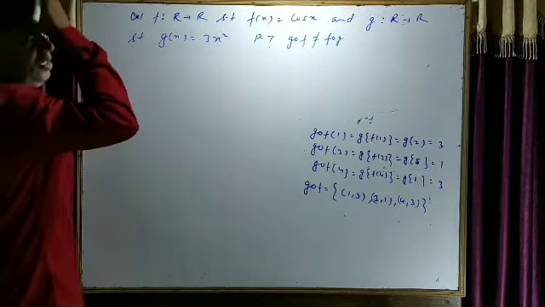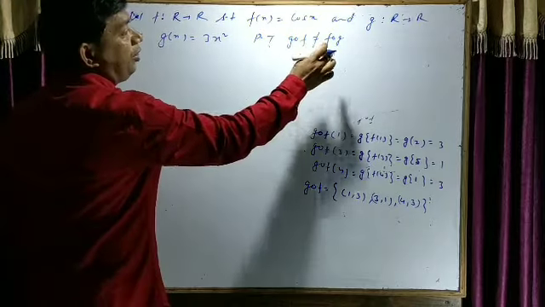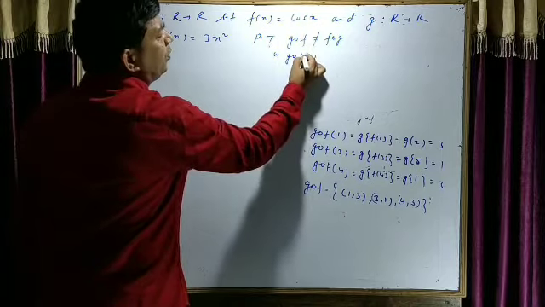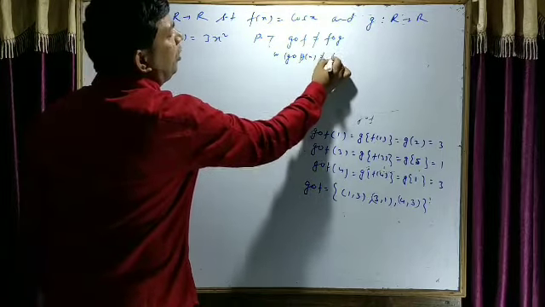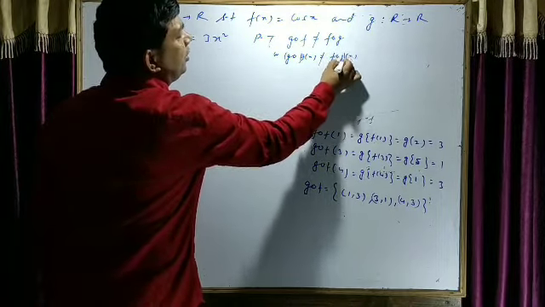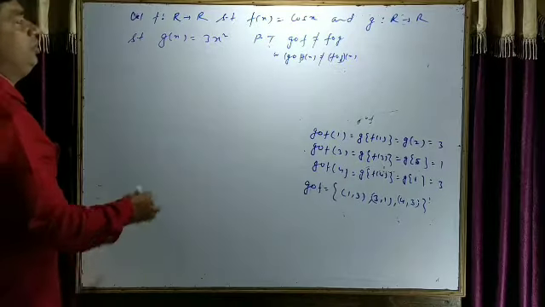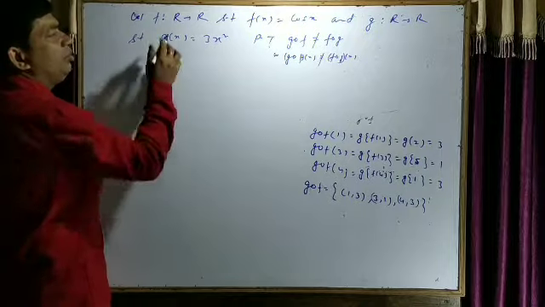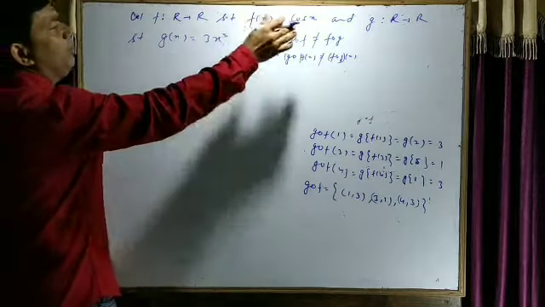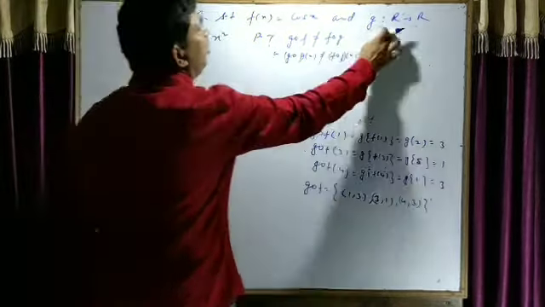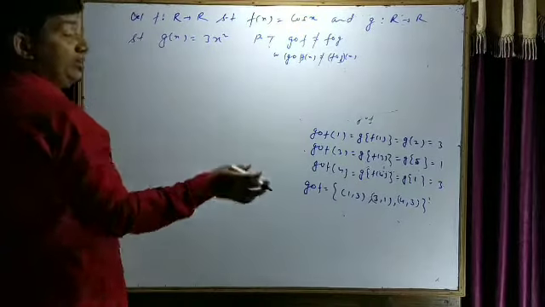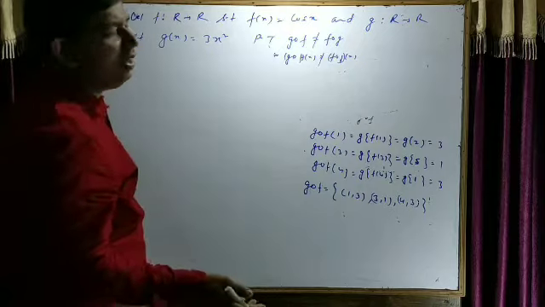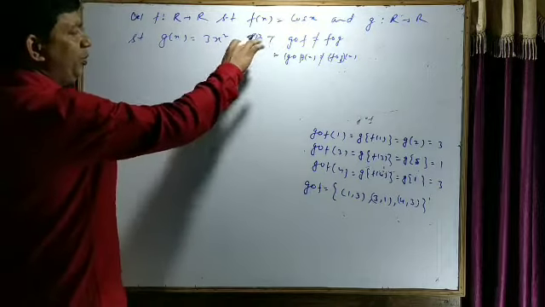It means gof of x is not equal to fog of x. So now we have to check. First you find gof and fog. All are real numbers, so the conditions are also applicable when gof is defined and when fog is defined.